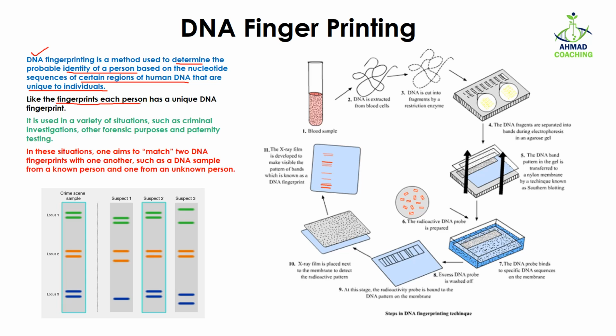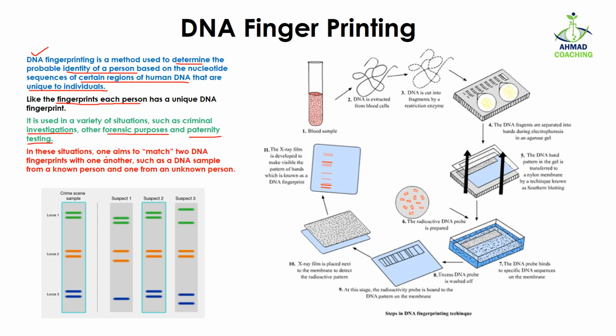Normally we use fingerprints to identify individuals, but in the case of DNA fingerprinting we use DNA to identify individuals. This technique is widely used in a variety of situations such as criminal investigations, forensic purposes, and paternity tests. A paternity test is a test in which you have to find out who is the parent of a baby.